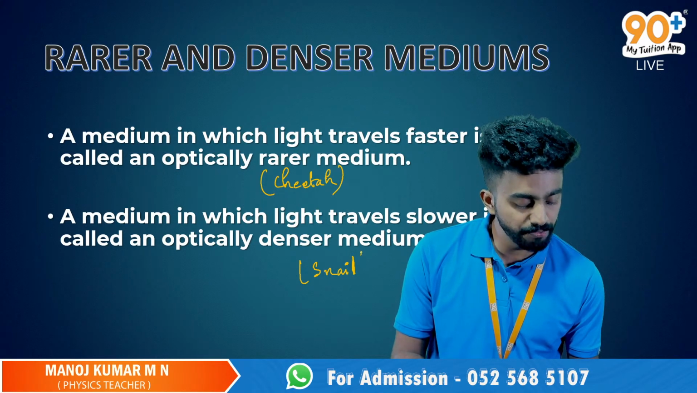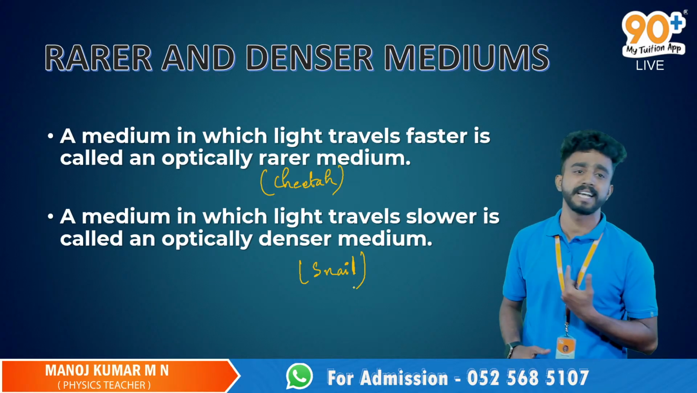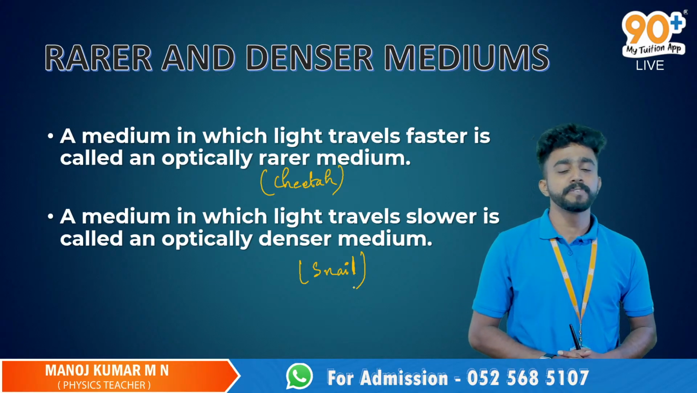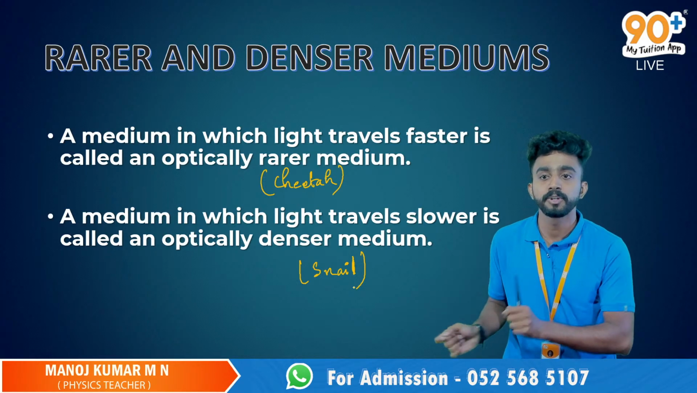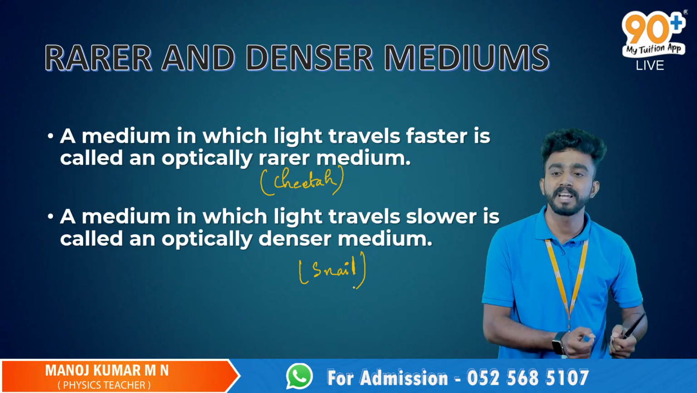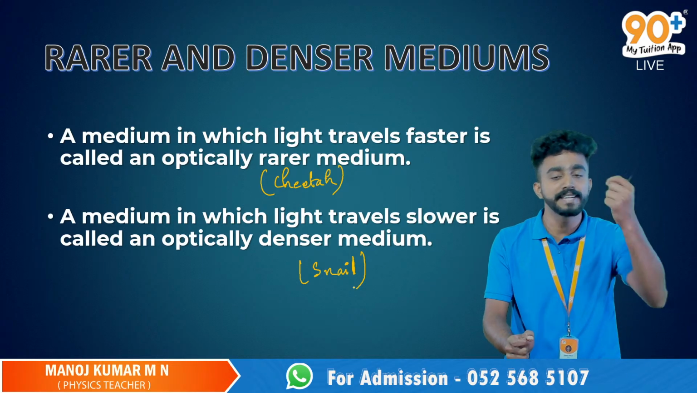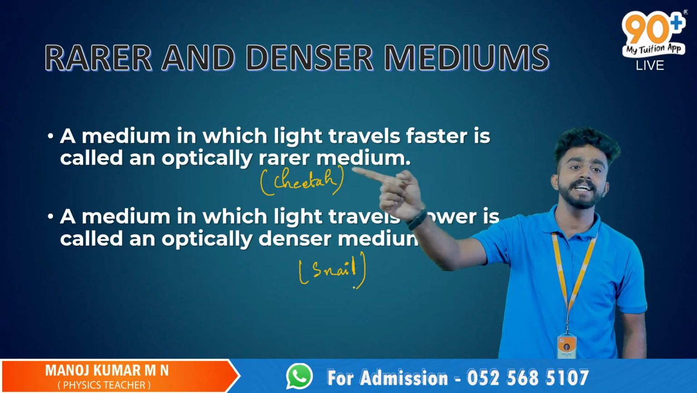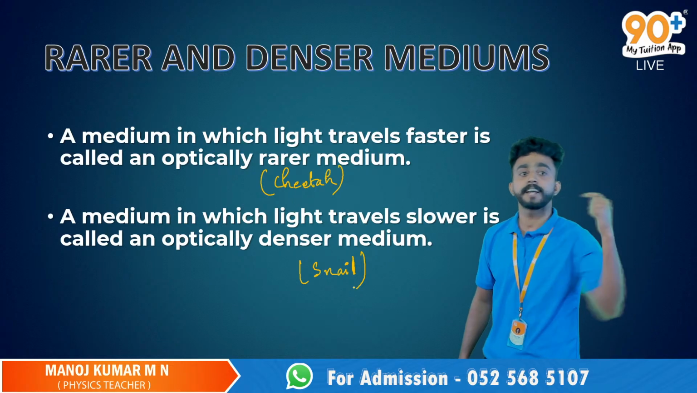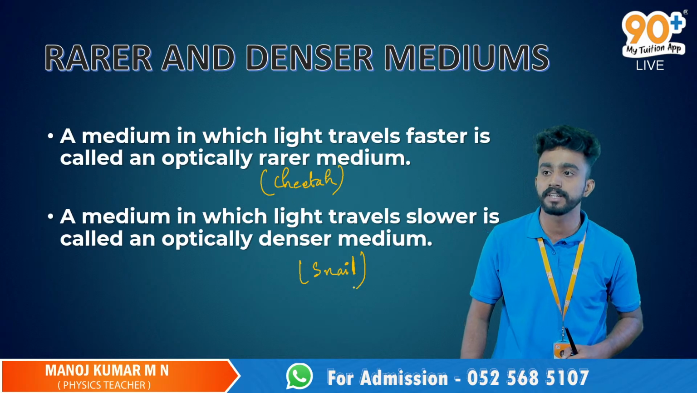So guys, you won't forget. Otherwise, you guys will be confused in the case of refraction, even if you know what is denser and what is rarer. So with respect to light, when you consider a particular ray of light passing from rarer to denser or denser to rarer, the thing which should come to your mind is rarer is cheetah. Light rays travel faster through it. You know it, right? Cheetah is much faster compared to other animals.